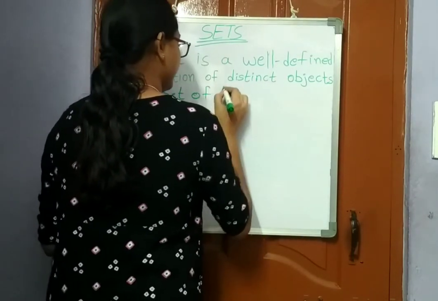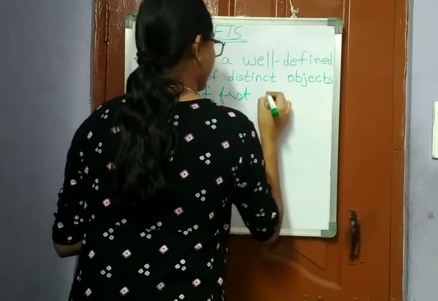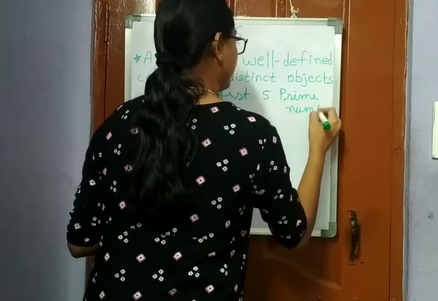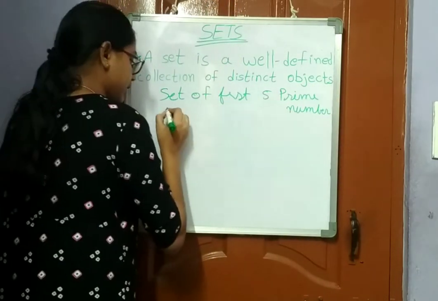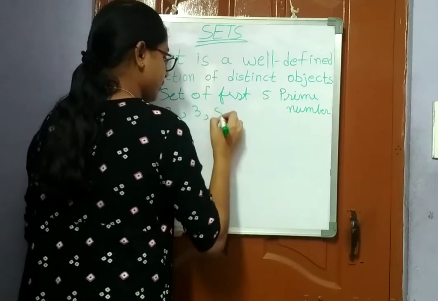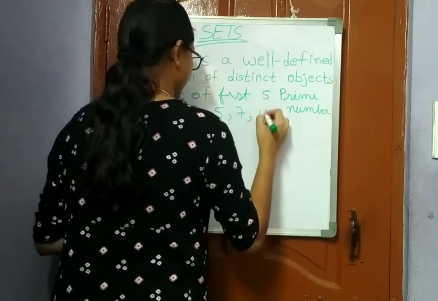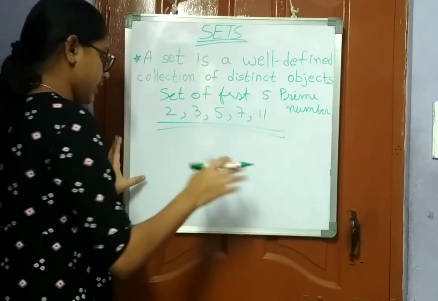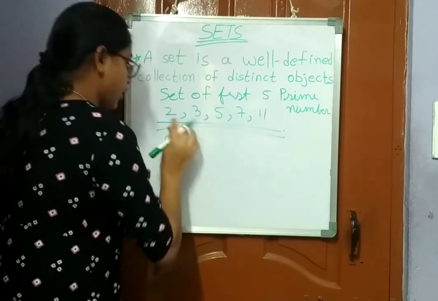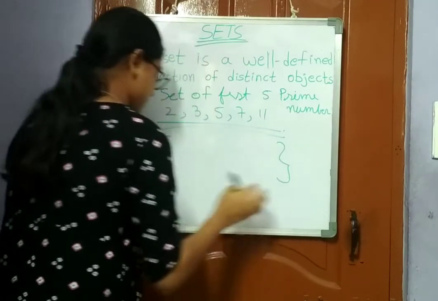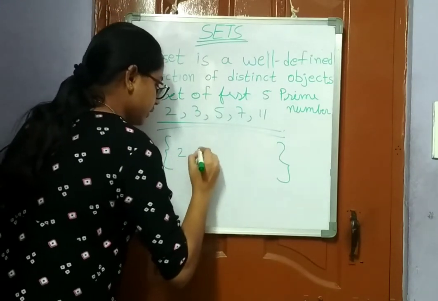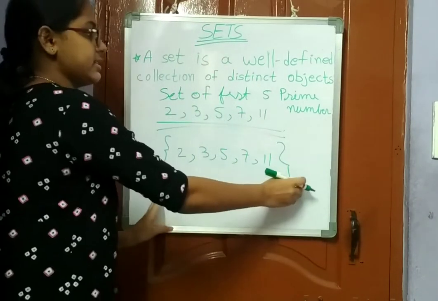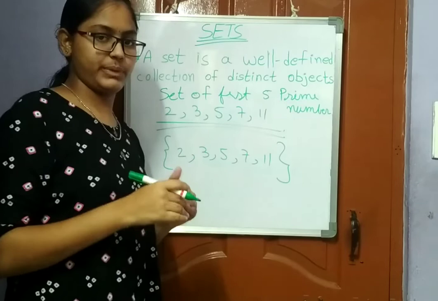Set of first 5 prime numbers. First 5 prime numbers are 2, 3, 5, 7, 11. These are the set of first 5 prime numbers. How to write it as a set? All these elements are enclosed in brackets: 2, 3, 5, 7, 11. Now, this is called a set of first 5 prime numbers.